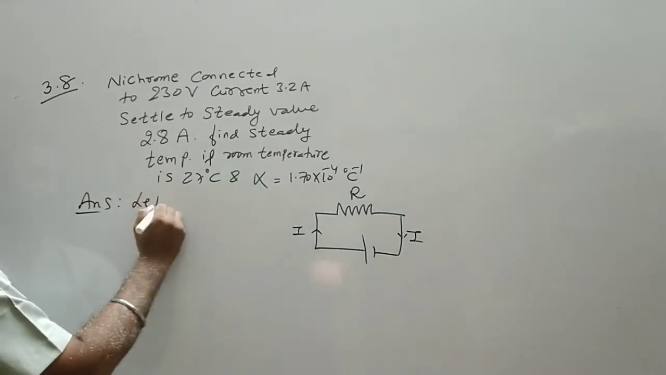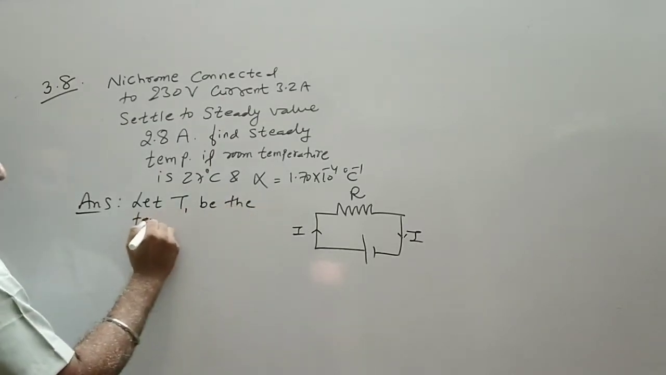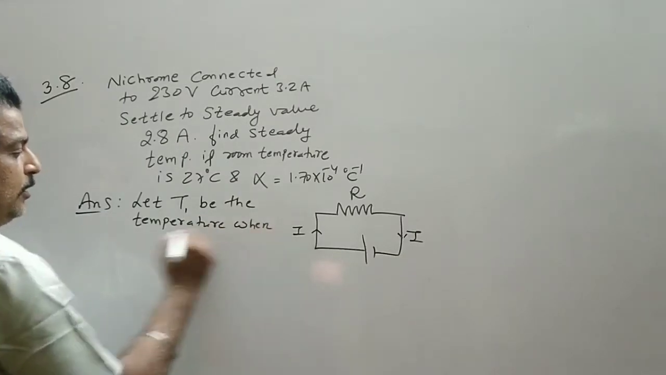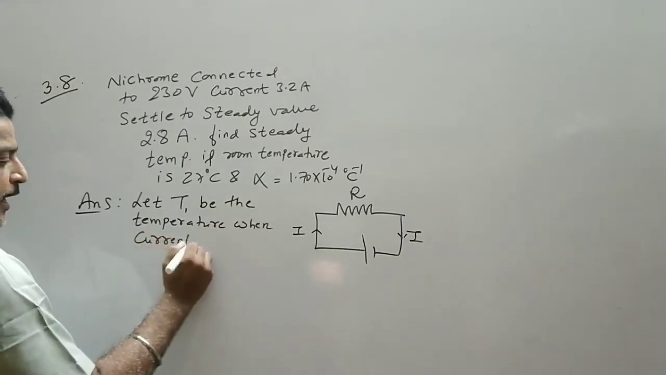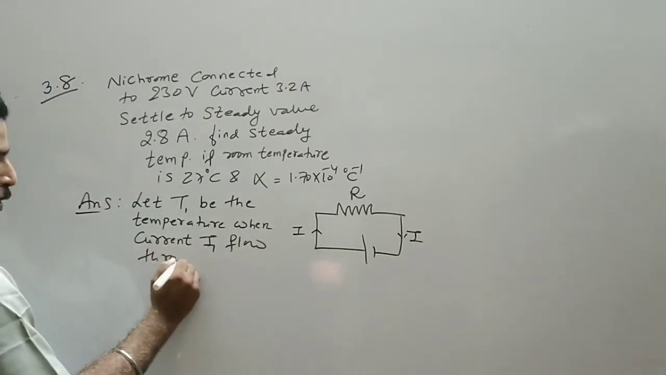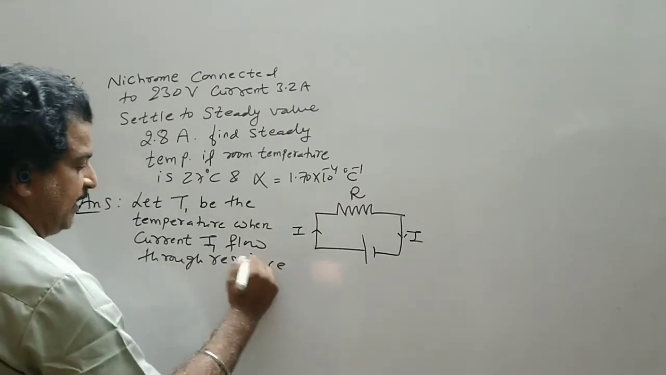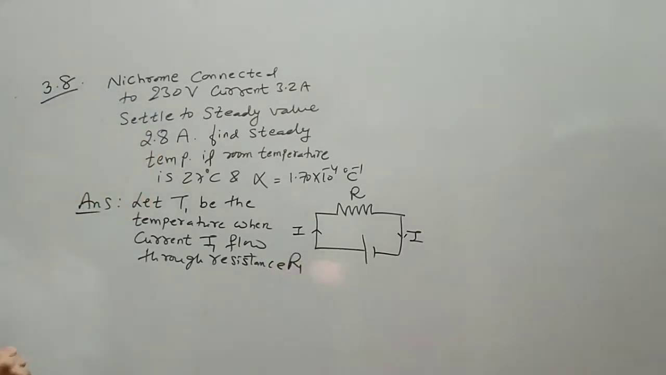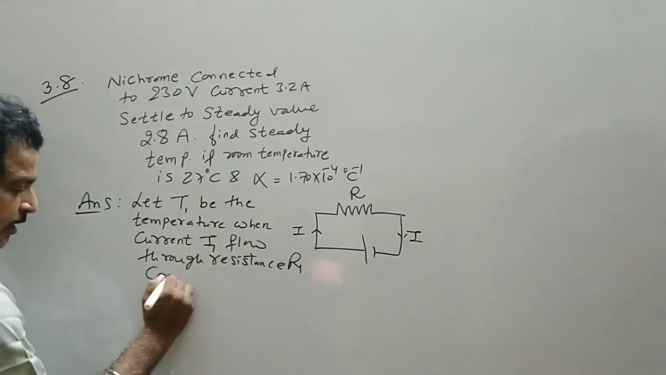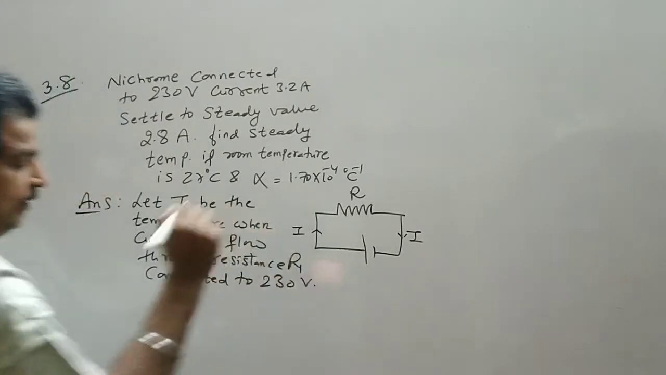So let T1 be the temperature when current I1 flows through resistance, say R1. So let T1 be the temperature when current I1 flows through resistance R1 connected to 230 volt supply.